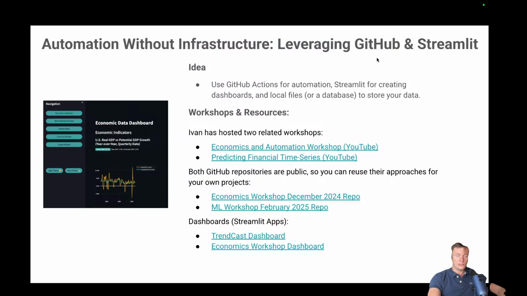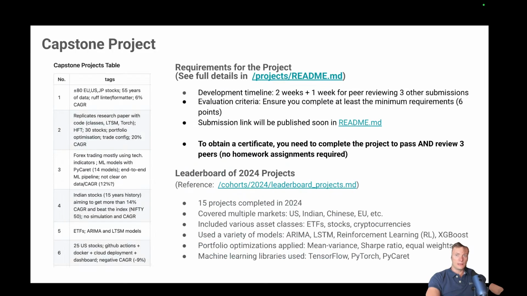So the major idea is to use GitHub Actions for automation. You create a short script, and AI agents do this perfectly. When you have this main.py function, they will create a script for you. Use Streamlit: you create a free account and you point to the public GitHub repo that has the code and the data, or the code and a database, and that's it. That's the system that you have.